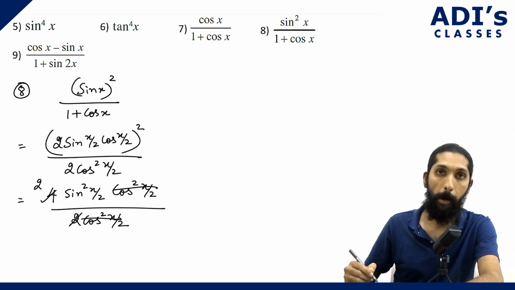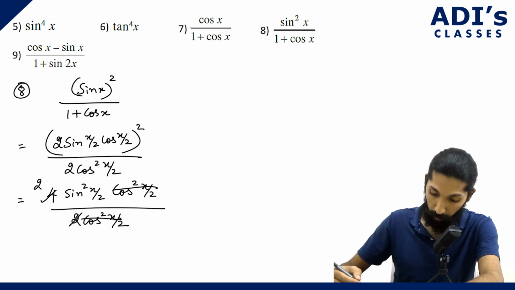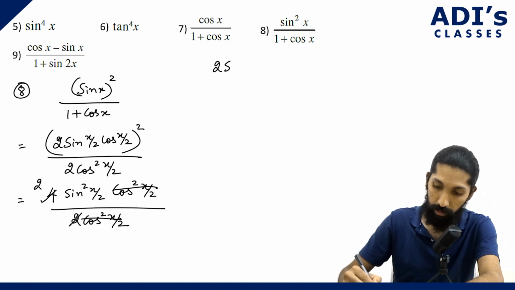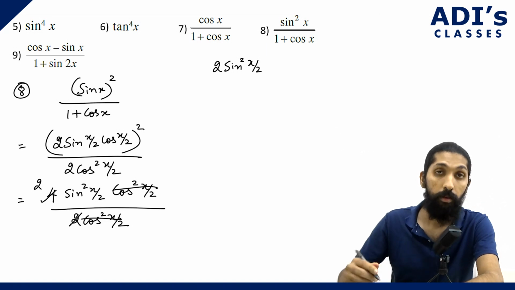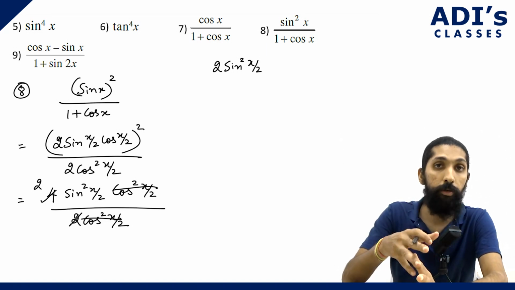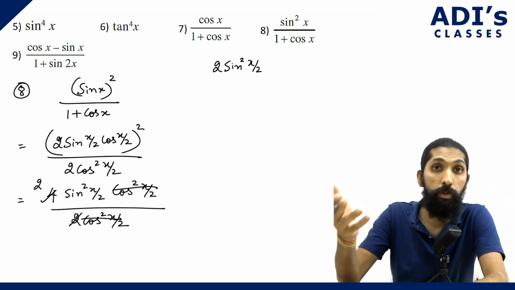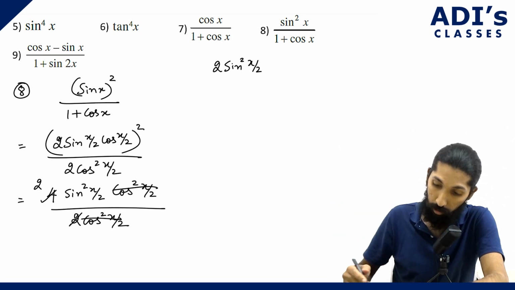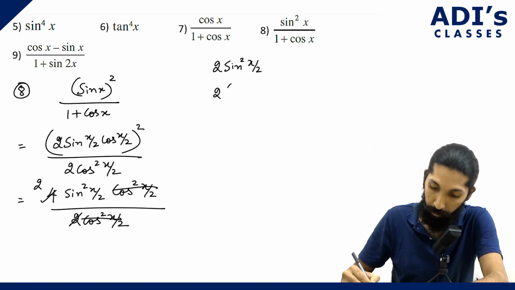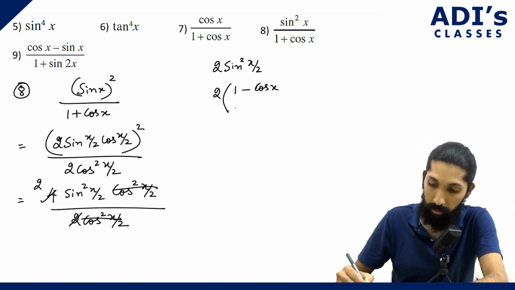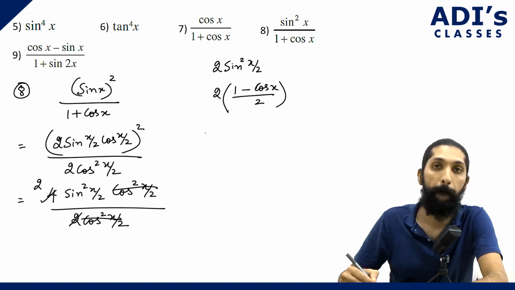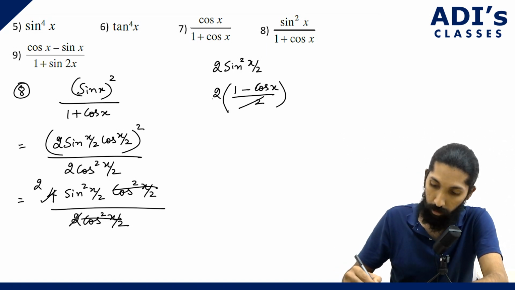2 times, then cos square x by 2, cos square x by 2 cancels out. Right? So, what do we end up with? 2 sin square x by 2. That's all, right? We can't integrate it. What do we do? We convert this in terms of cos 2x form, right? So, you are going to write this as 2 into 1 minus cos x divided by 2, right? 2 and 2 cancels out.